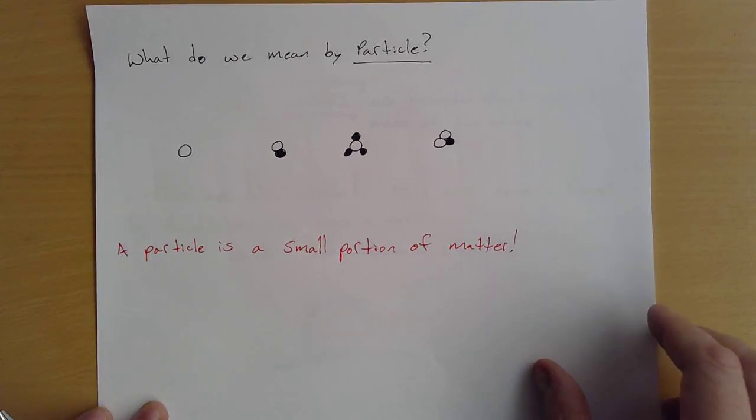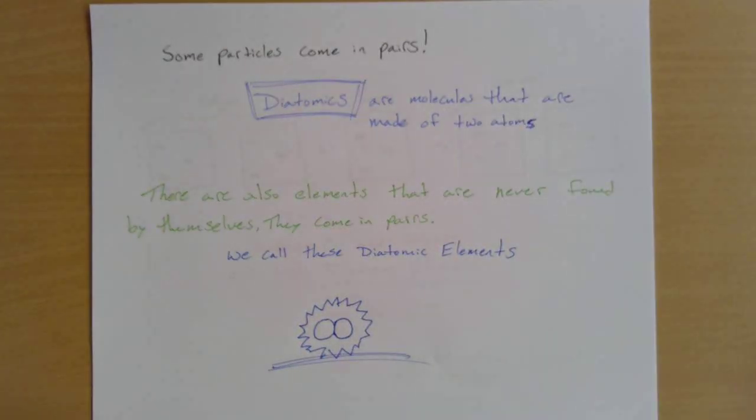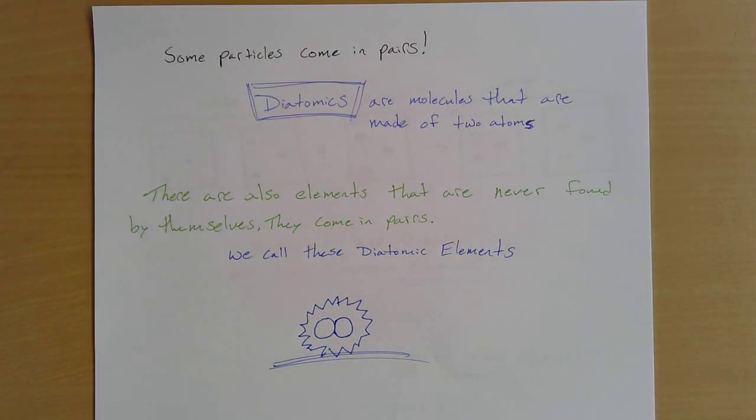So that also means that some elements and some particles can come in pairs. We call those diatomics. A diatomic is just a molecule that is made of 2 atoms. And there are some elements that also come in pairs, so they're never found in nature by themselves. They come in a pair, and we call those diatomic elements. If you were modeling them, they're 2 of the same element stuck together.